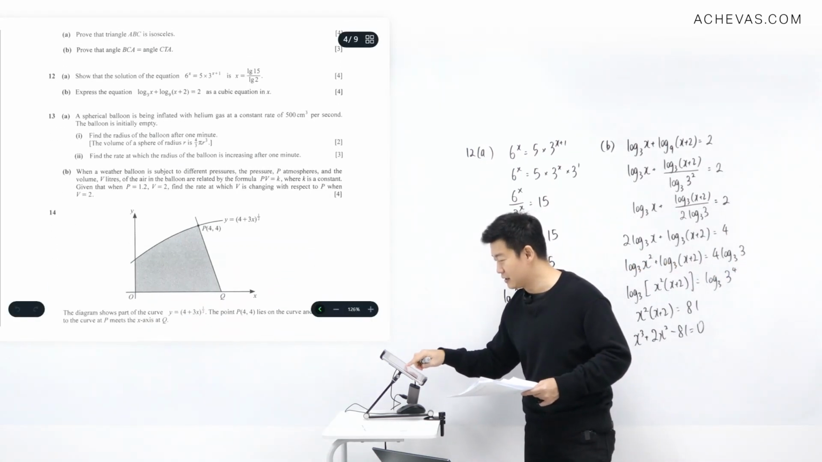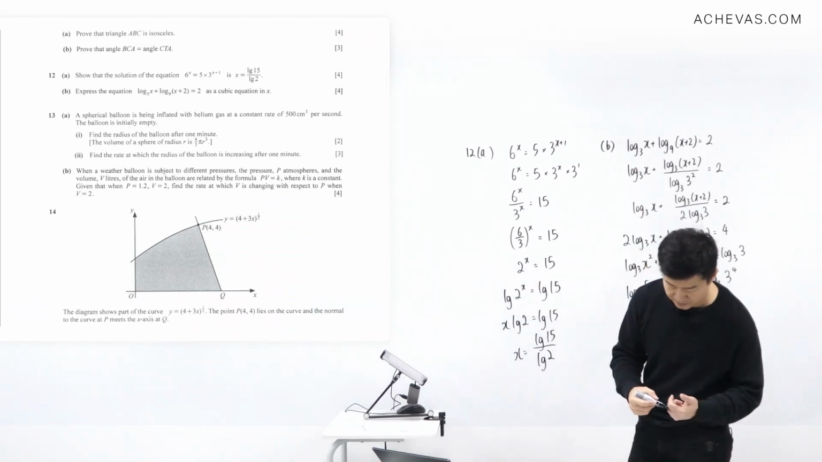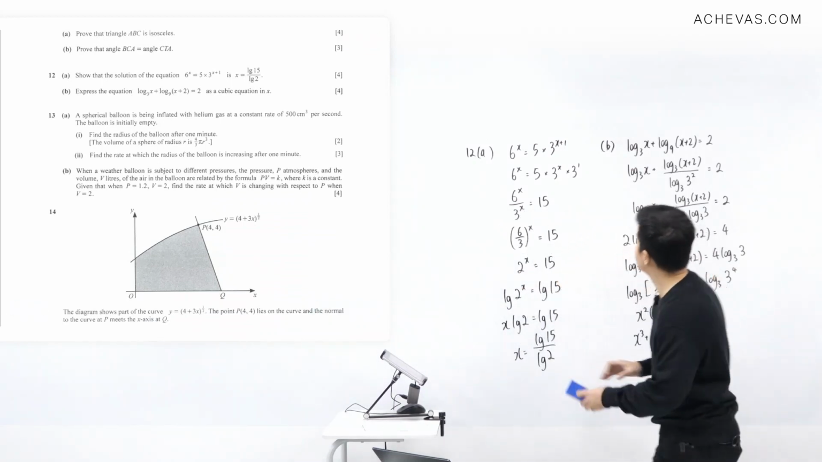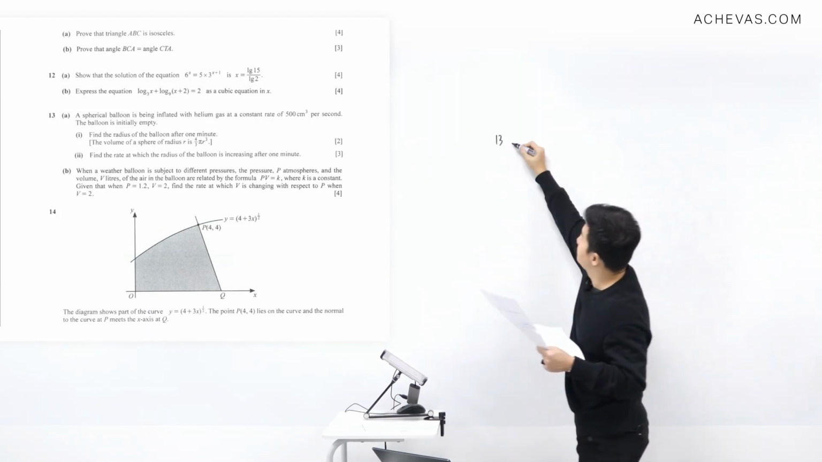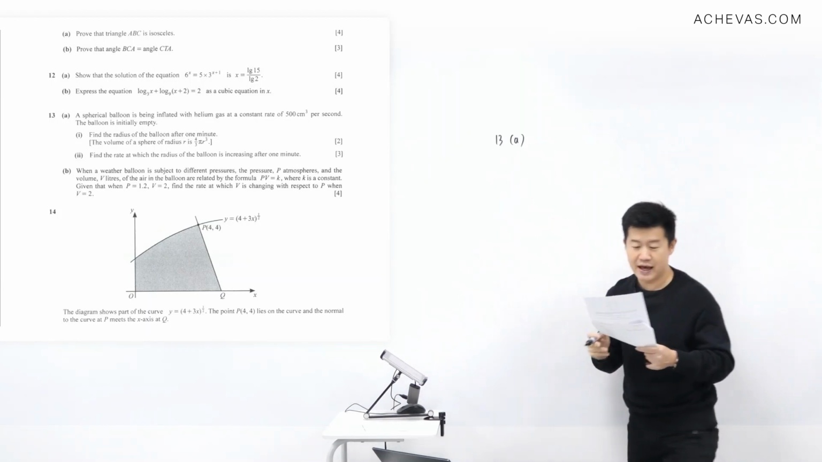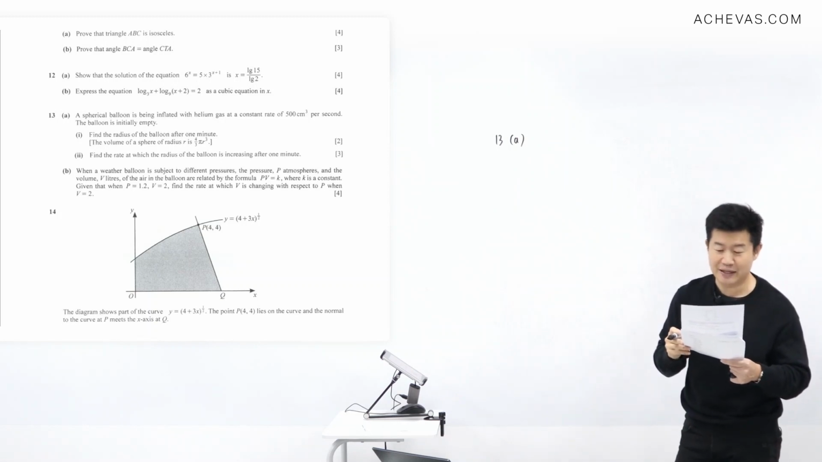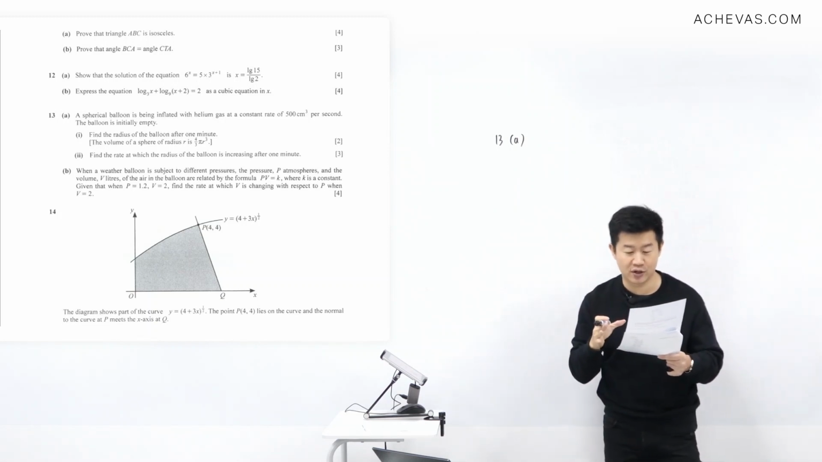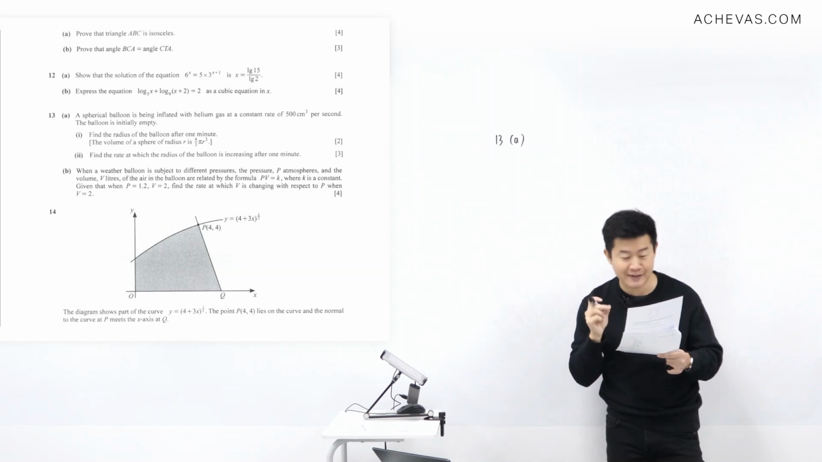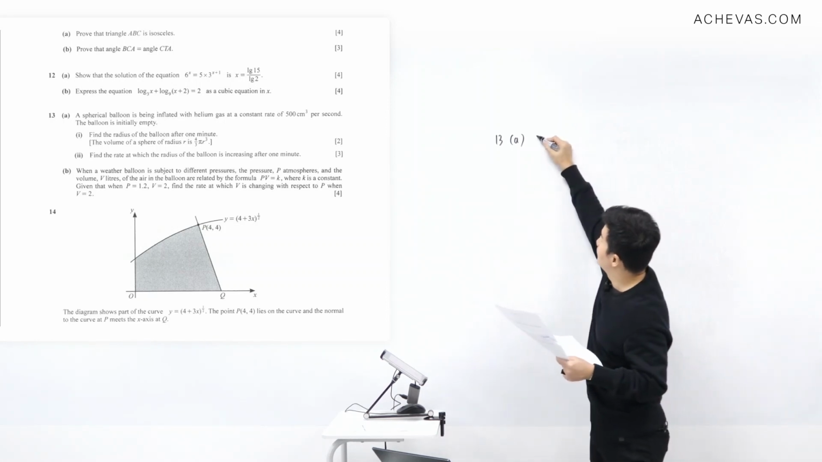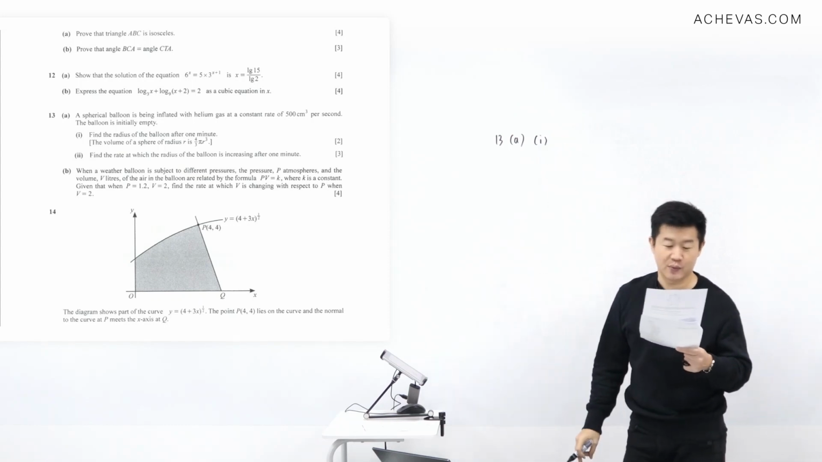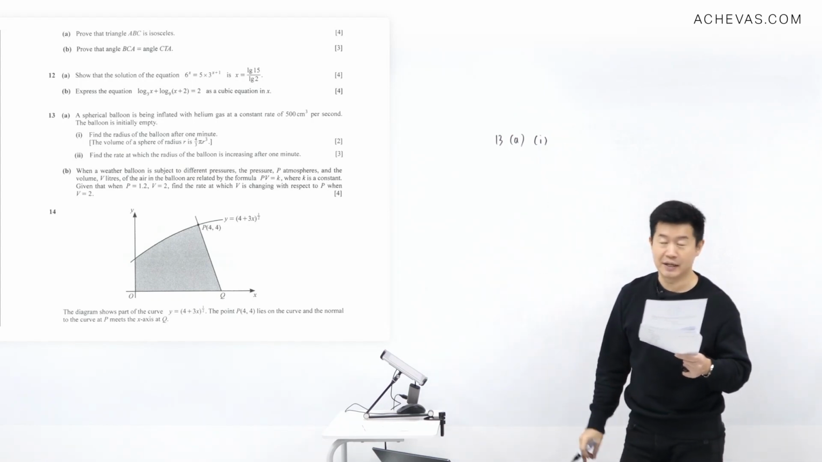Question number 13. So in question number 13a, we have a spherical balloon. It is being inflated at a constant rate of 500 cm cube per second, and this balloon is initially empty. In part 1, we are supposed to find the radius of the balloon after 1 minute.